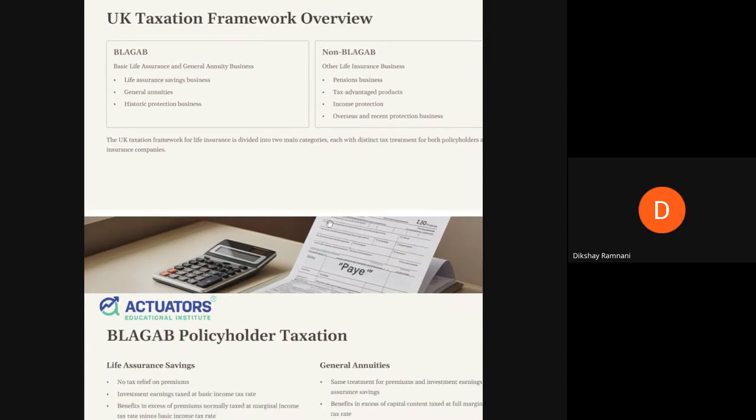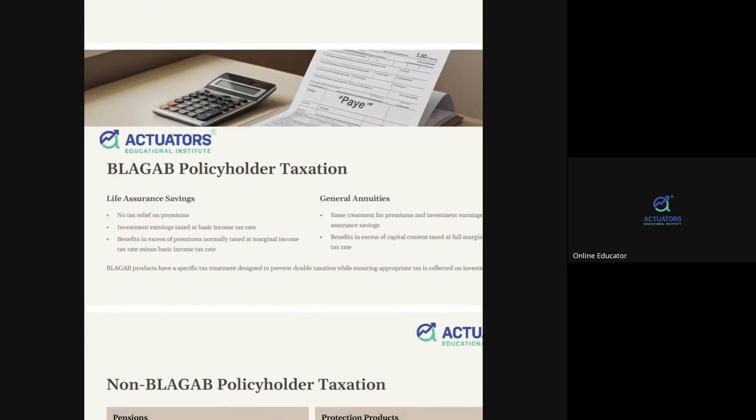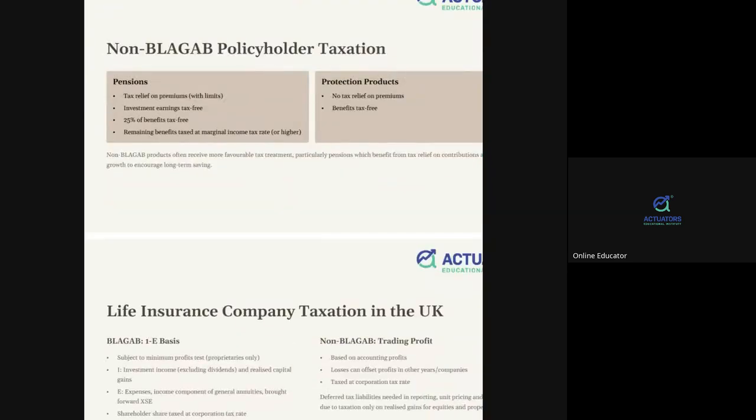Okay, understood. The next part is pension products, which is non-BLAGAB policyholder taxation. How are they taxed for pensions, especially in the UK? There's usually a tax relief on premiums, which means they are paid from pre-tax salary. So they are exempt on contributions, something we have in India as well. Contributions towards PPF receive tax relief under the old tax regime.